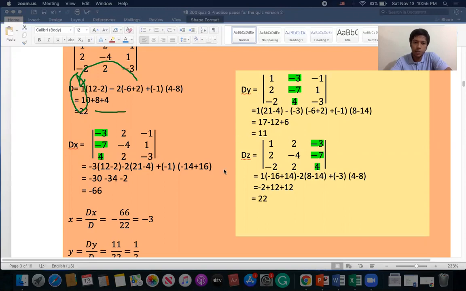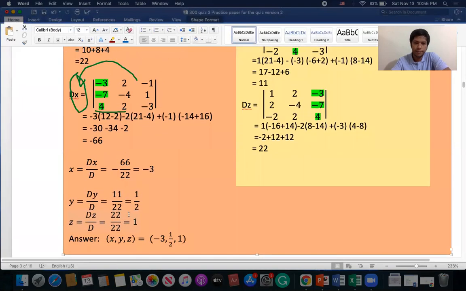Once we get dx, dy, and dz, then we just divide them by d to get their respective answers. See? x equals dx divided by d, minus 66 divided by 22. This minus 6 divided by minus 3. dy divided by d. dy is 11, so this 11 divided by d means 22. So we get half, and this and that.